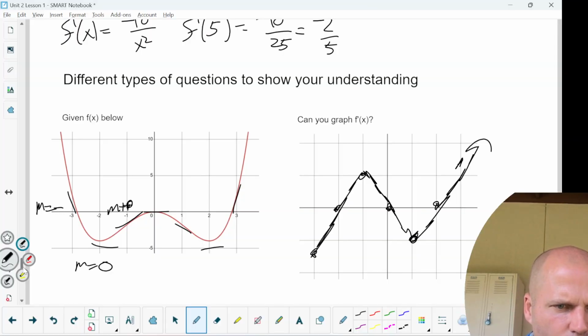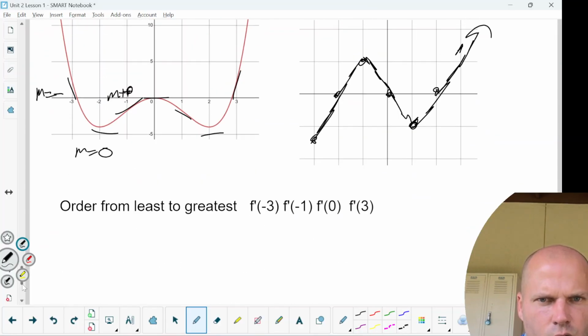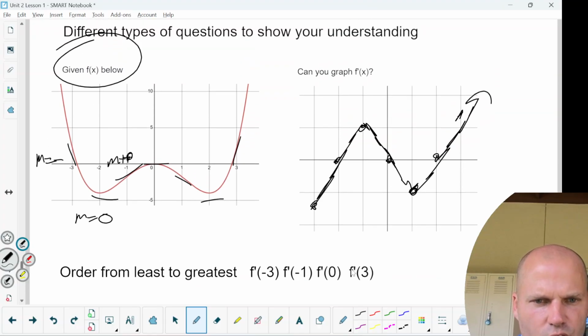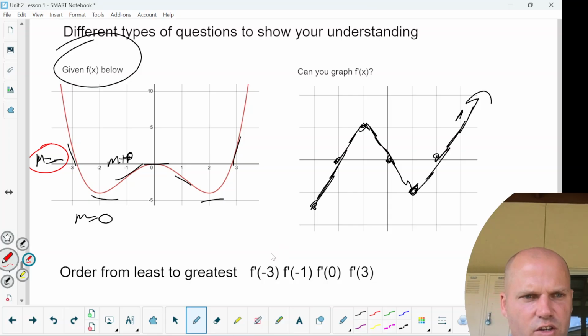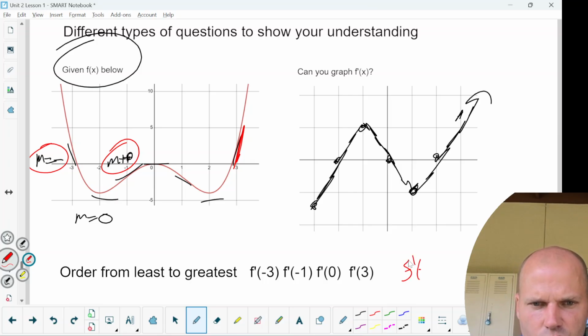Cool. Other things that you're going to be tested on is, hey, looking at this f, can you order these? Well, we saw that f's slope at negative 3 was negative. Like, what is f prime of negative 3? It's f's slope at negative 3, the instantaneous rate of change. We saw this was negative. F prime of negative 1 is positive. F prime of 0 is 0. F prime of 3 is very positive, super positive. So I'd have a negative slope that is less than a 0 slope, that is less than a somewhat positive slope, that is less than a super positive slope.